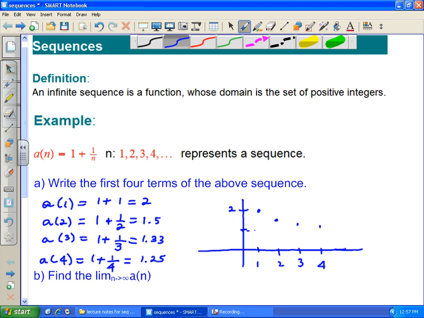So let's say this is my line, y equals 1. Again, we've only graphed the first 4. Obviously, we could go and find a lot more, but do we have an idea what the limit of the sequence might be as n goes to infinity?